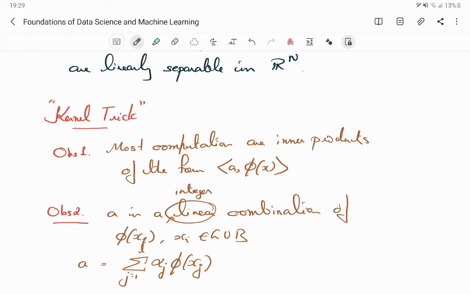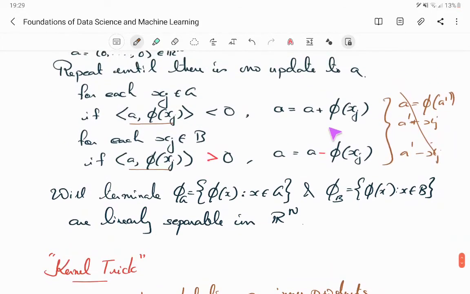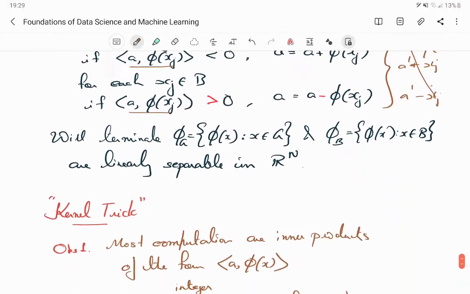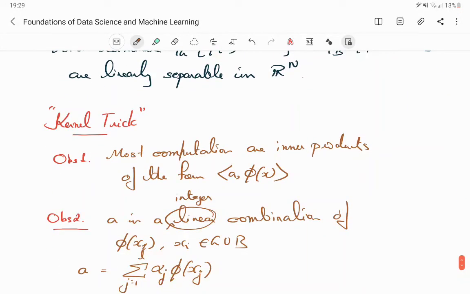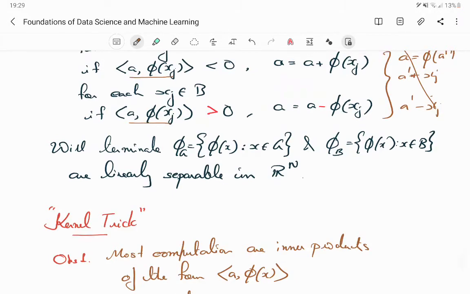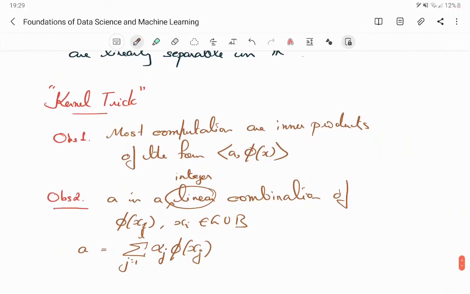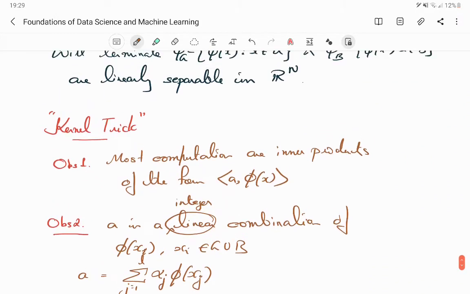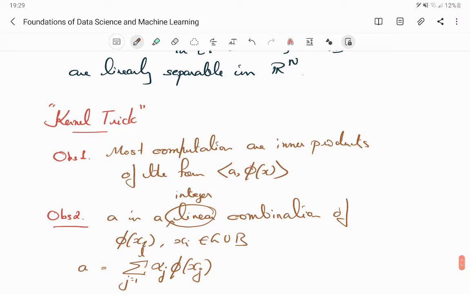If xj is a point in the good set, then alpha j is the number of times xj caused an update, because every time xj causes an update, you keep adding the same phi of xj. So alpha j will be the number of times xj caused an update for a good point xj. If xj was a bad point, then alpha j would be negative, and the magnitude will be the number of times xj formed an update. So if an xj never updated your A vector, then alpha j will be 0, whether it is a good point or a bad point, okay?